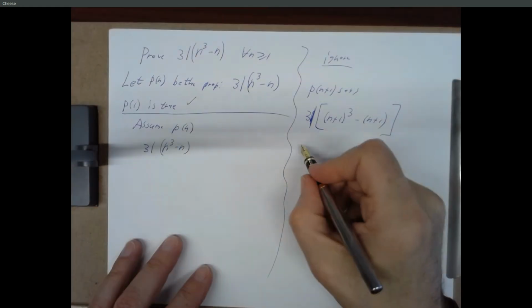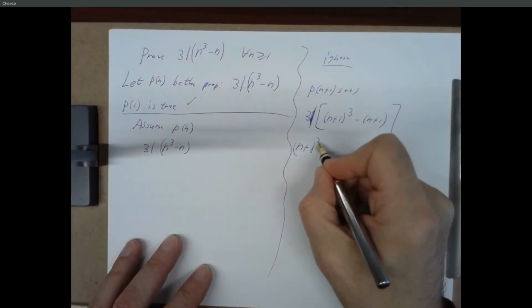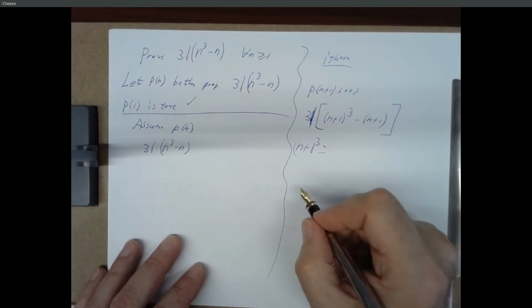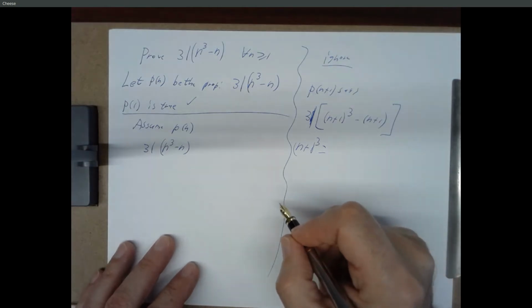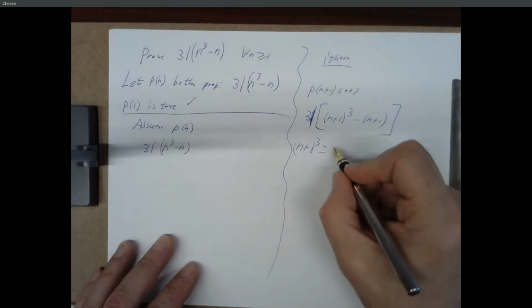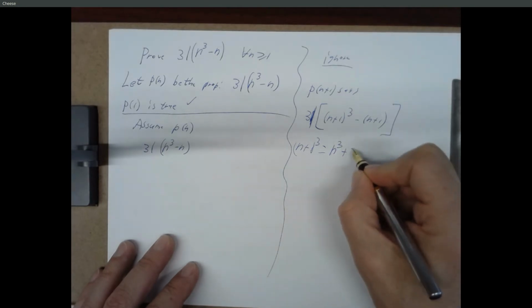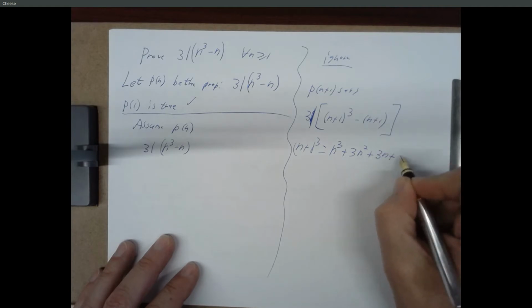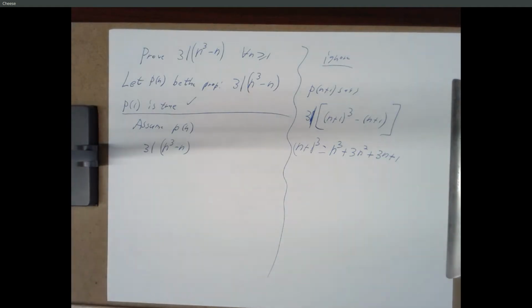All right, so who knows what (n plus 1) cubed is, off the top of their head? n cubed plus 3n squared plus 3n plus 1. Awesome. Pascal thanks you. All right, we'll learn next week how to do that, or the week after.